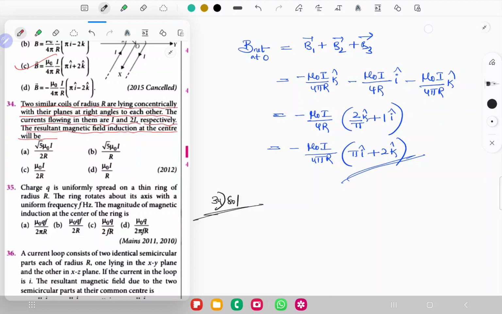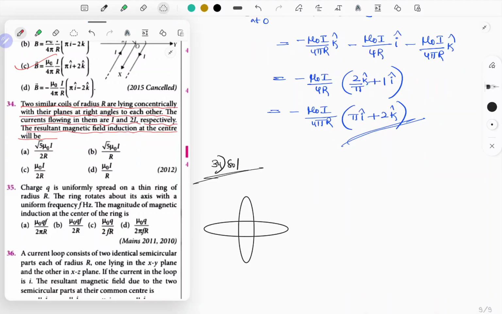Okay, let me draw the circuit. This is how it is. So two circles are mutually perpendicular to each other and they are placed concentrically. Concentrically in the sense their centers are at the same location. Both of them have the same radius, but they are carrying different currents. The current direction is not mentioned. It doesn't matter because you are going to get the magnetic field due to these coils in perpendicular directions. They're asking only for magnitude, so there is no problem in assuming the direction of current.